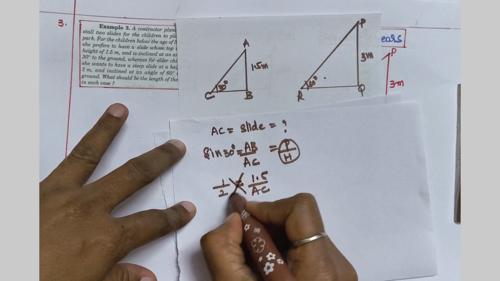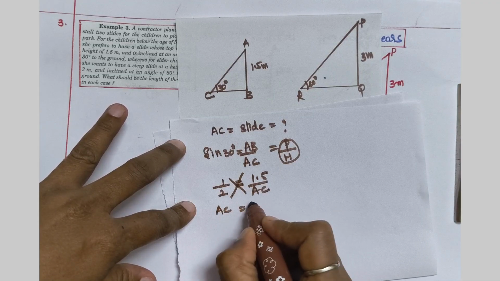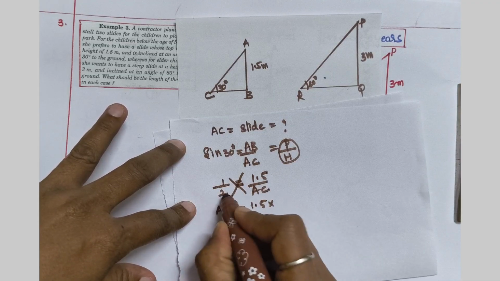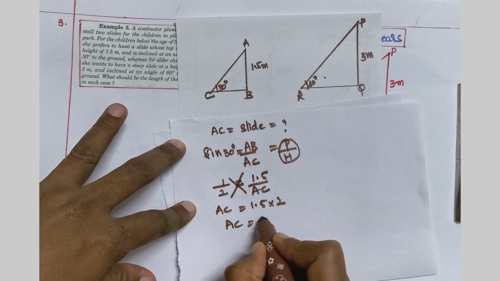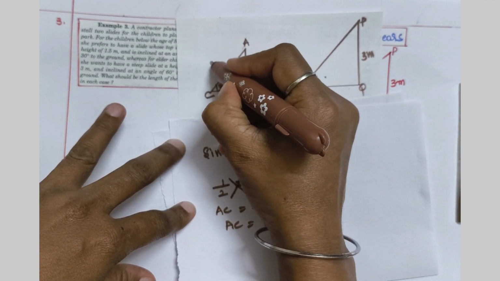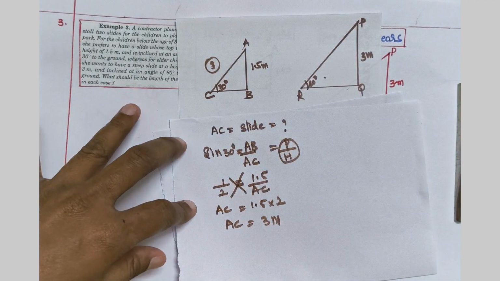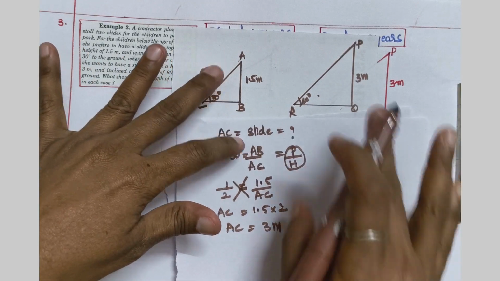Okay, now do cross multiplication. AC into 1 means AC only. AC is equal to 1.5 into 2, 3 meter. So this side, how much is there? 3 meter is the answer. One answer you got. Next we will go to the question above 5 years.